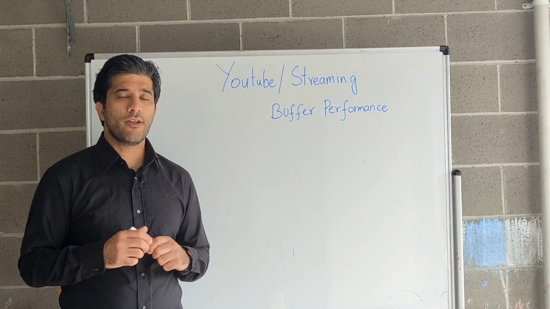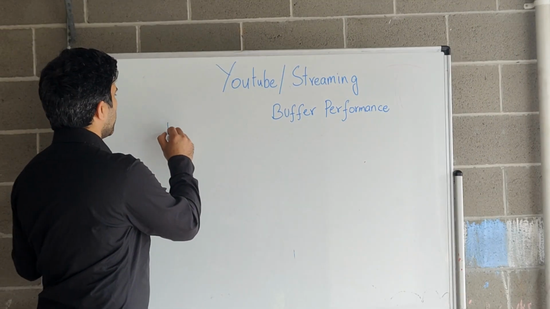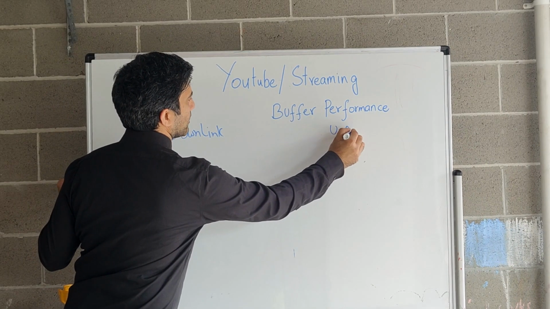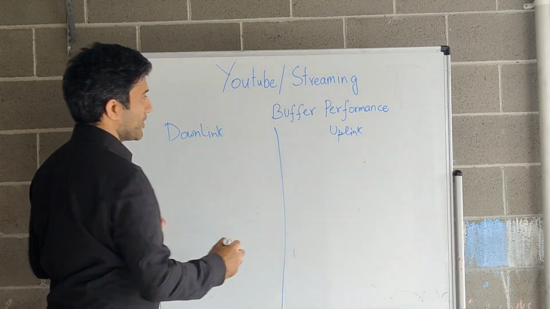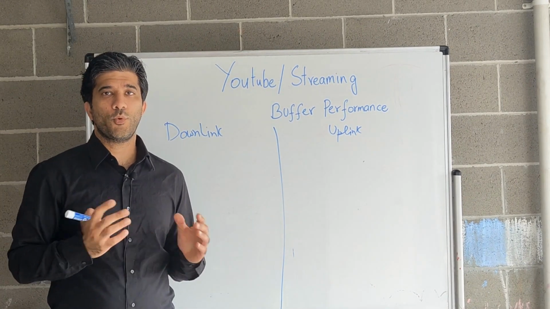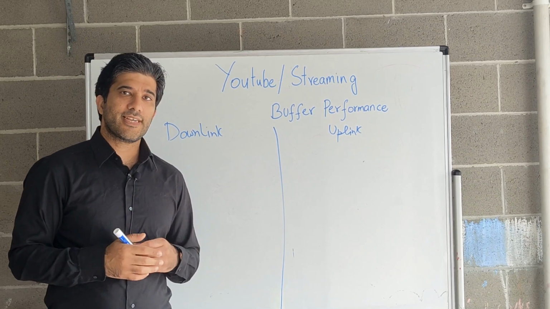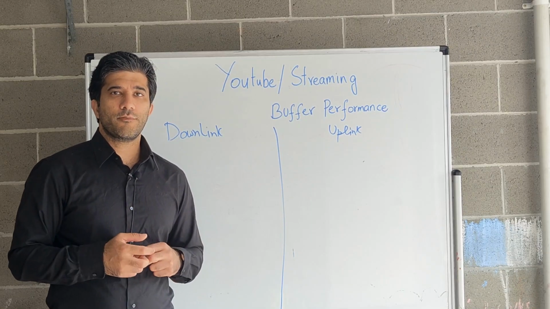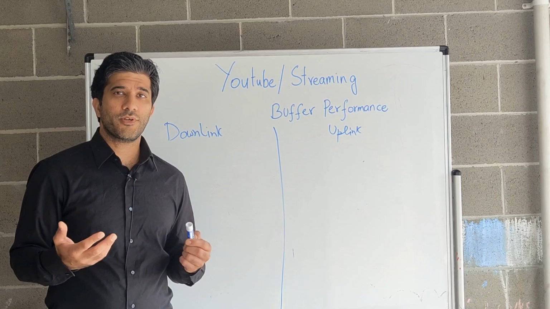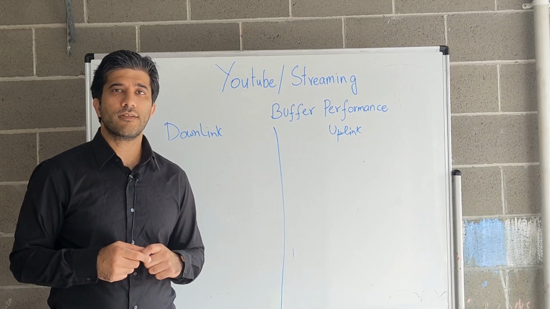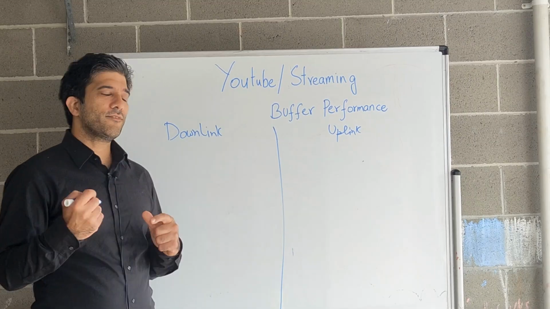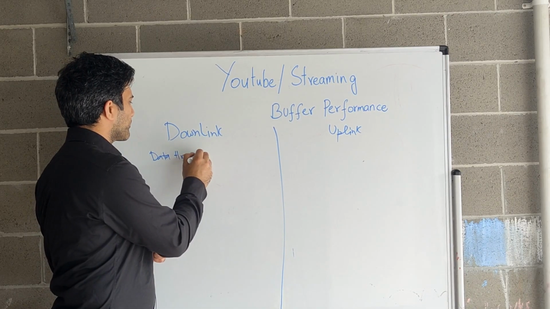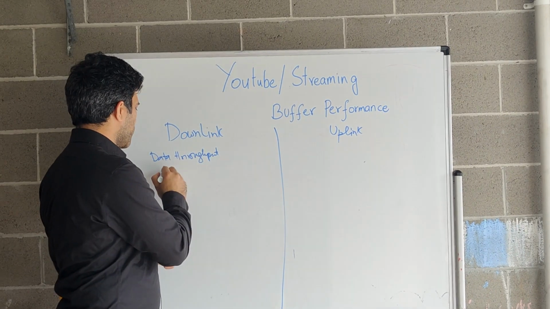So let's begin. The first thing is that we divide it into downlink and uplink. The streaming performance is impacted by both downlink and uplink. The first thing that you need to understand is that streaming, even if you're streaming 4K resolution video, will not take more than 5 to 10 Mbps of your throughput. So in the downlink, if you're considering the data throughput, you need to look at the PRBs.